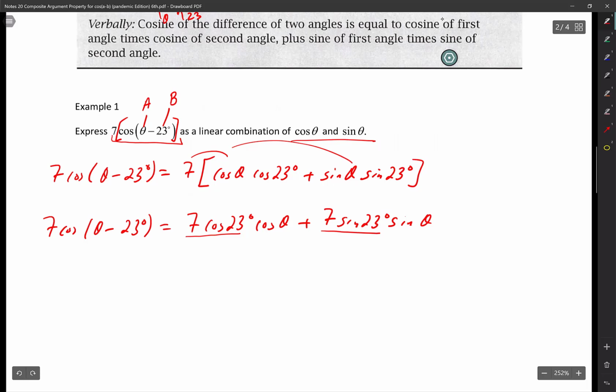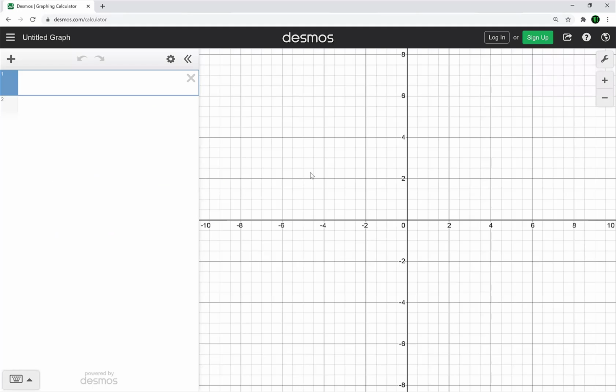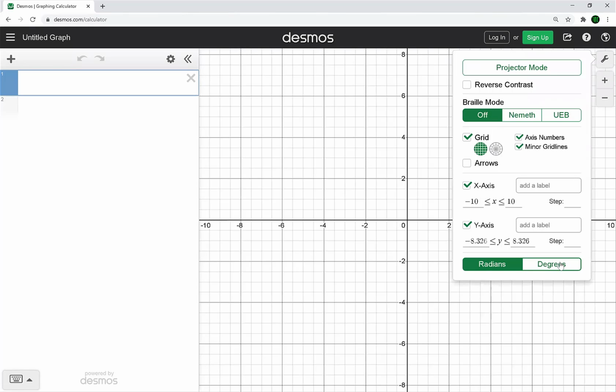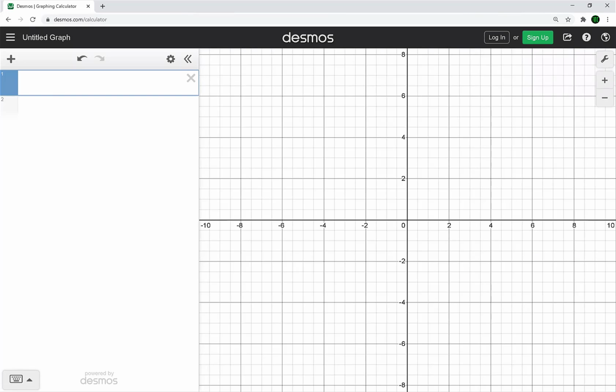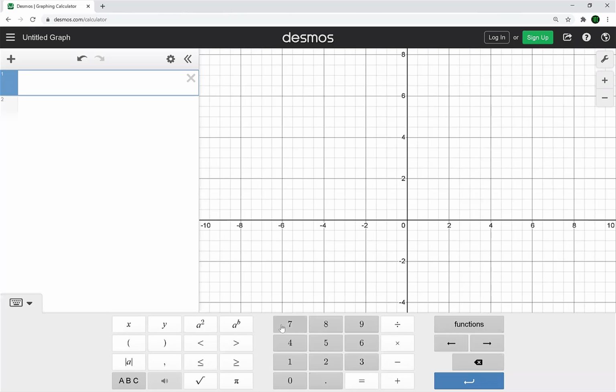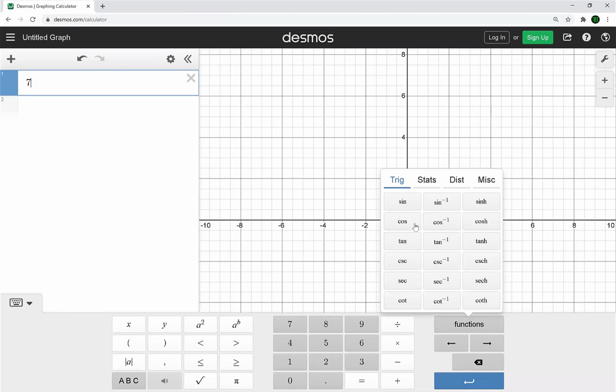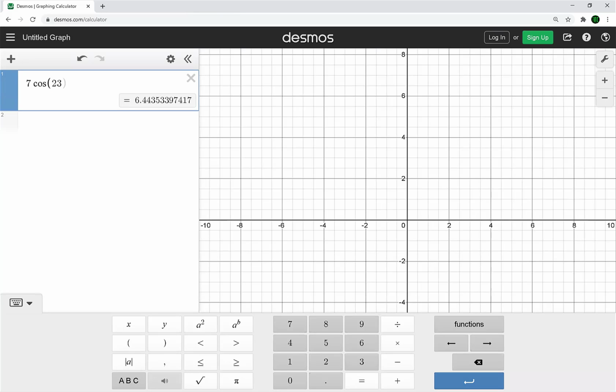I'm going to open up Desmos really fast. So hopefully you had time to write it, guys. Here we go. I'm going to share my screen for Desmos. First I'm going to make sure my mode is in degree mode, and I'm just going to type what I had. 7 cosine 23 degrees. Make sure you're in degree mode. And I get 6.444 if you round it.